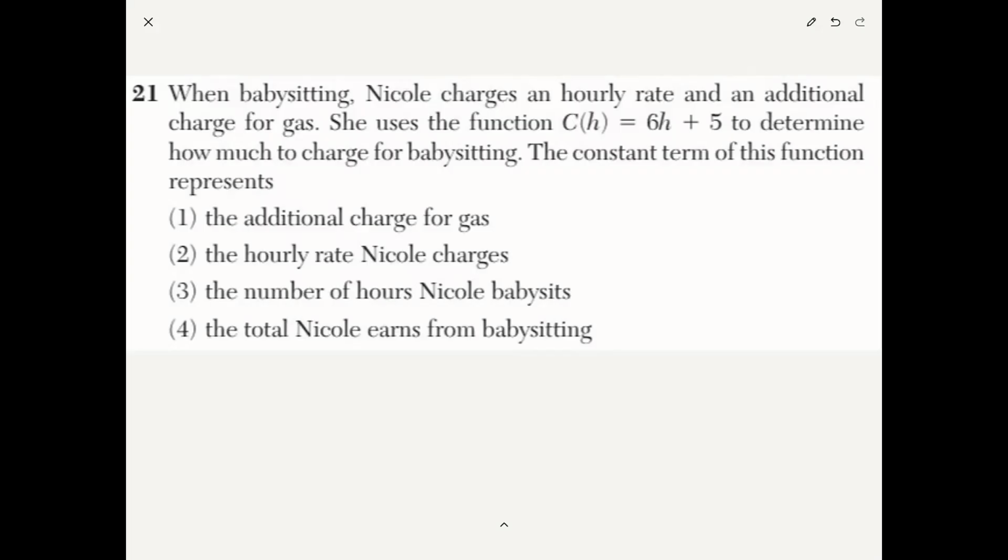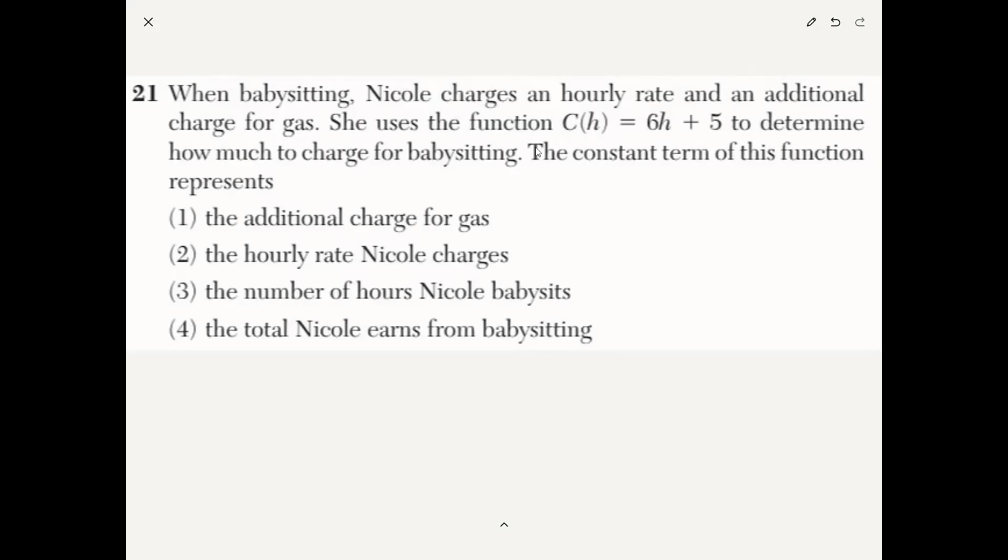So it says, when babysitting, Nicole charges an hourly rate and an additional charge for gas. She uses the function c of h equals 6h plus 5 to determine how much to charge for babysitting. The constant term of this function represents what?